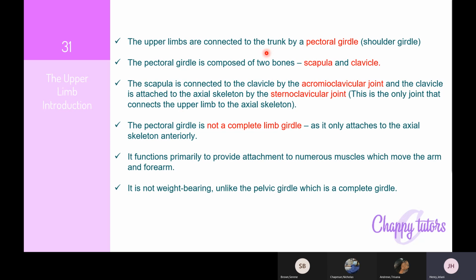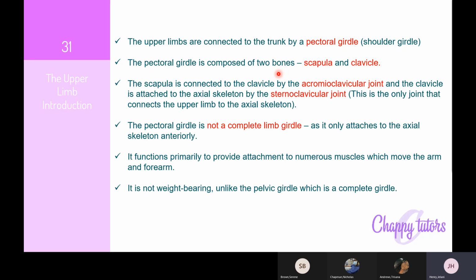All right, I said that previously, the upper limb is connected to the trunk by the pectoral girdle. It might also be referred to as the shoulder girdle. It's composed of two bones, the scapula, posteriorly, which is the shoulder blade, right? And the clavicle anteriorly, which is your collarbone. Those two bones, the scapula and clavicle, are connected to each other by what is known as the acromioclavicular joint.